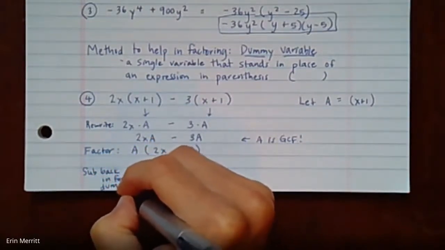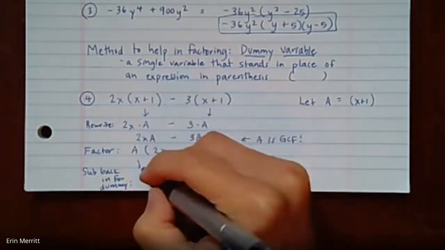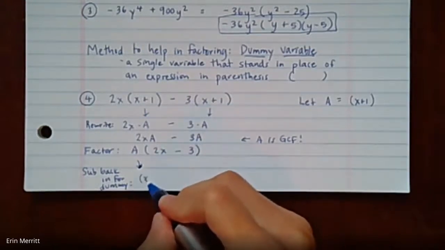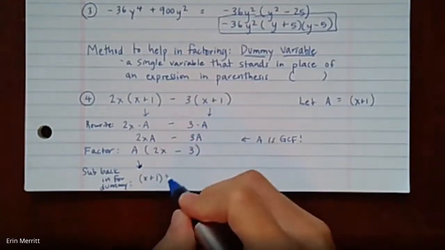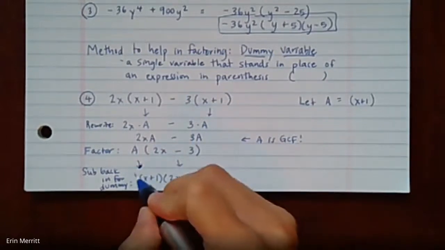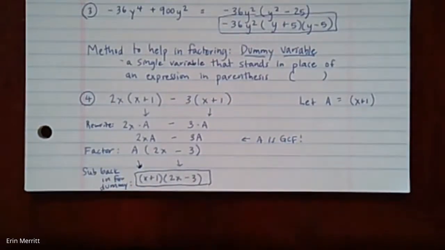for the dummy, right? So in place of the a, now let's put back in what a stood for. So a stood for x plus 1, and then keep the 2x minus 3. That is our answer in factored form right there. And now the first time through, you might be like, I'm not totally certain I get it. Have faith, try another one, see how you feel with it.